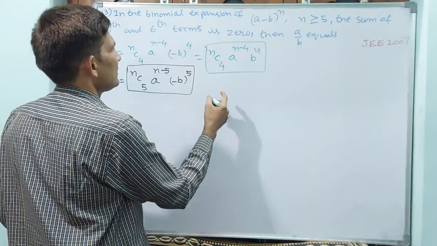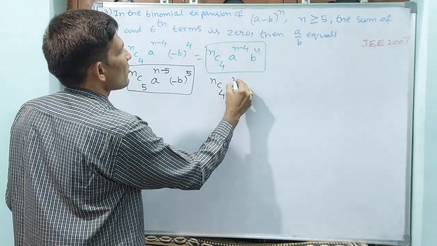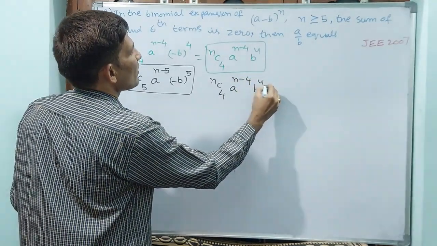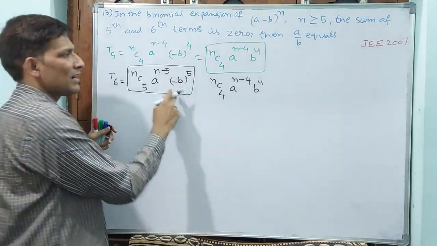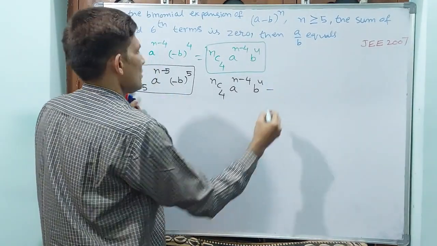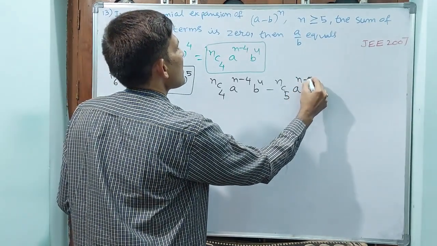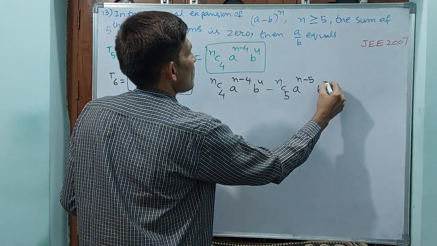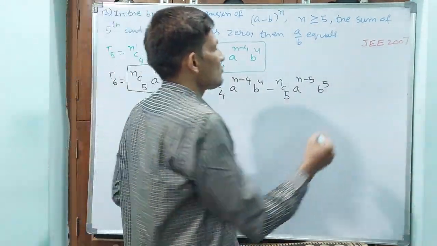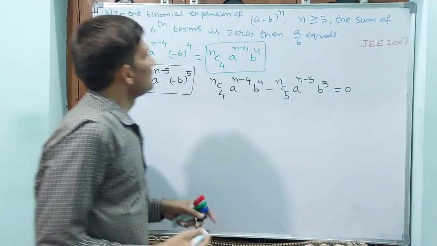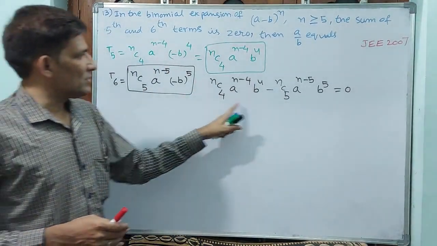See how I am writing. nC4 a to the power of n minus 4 b to the power of 4 plus, but here the minus is there, so minus nC5 a to the power of n minus 5 b to the power of 5. Why? This minus I have already transferred here. This is equal to 0 as per this.